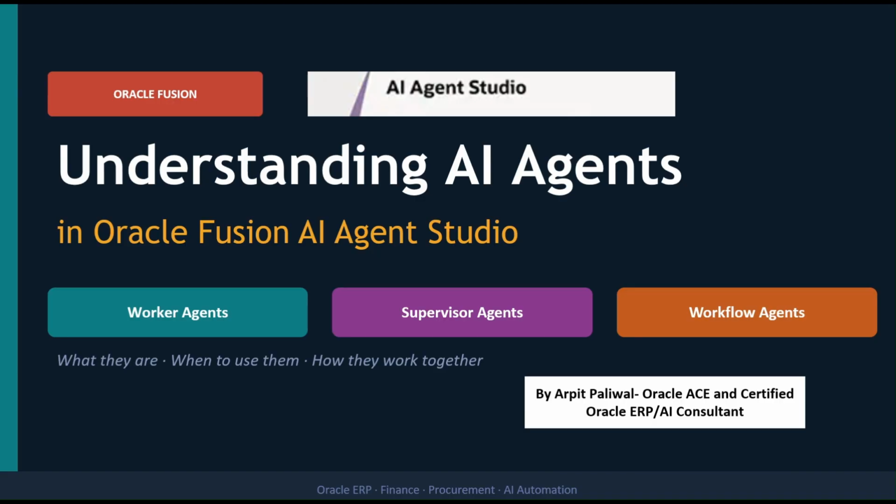So we are going to focus on three types of agents which we have in AI Agent Studio, that is worker agents, supervisor agents, and then workflow agents. We'll try to understand what they are, when to use them, and how they come together to drive real enterprise automation within Oracle Cloud ERP, Human Capital Management, Supply Chain, CX, etc.